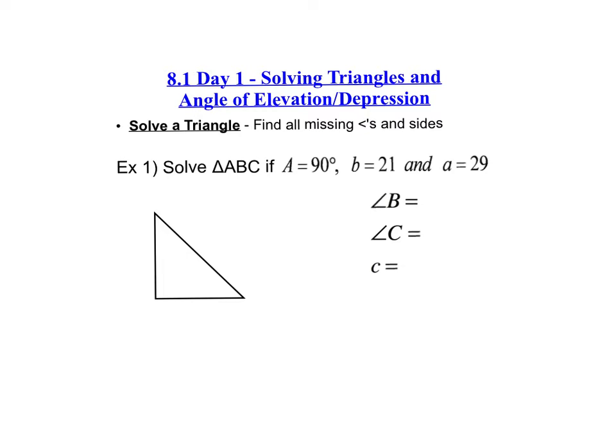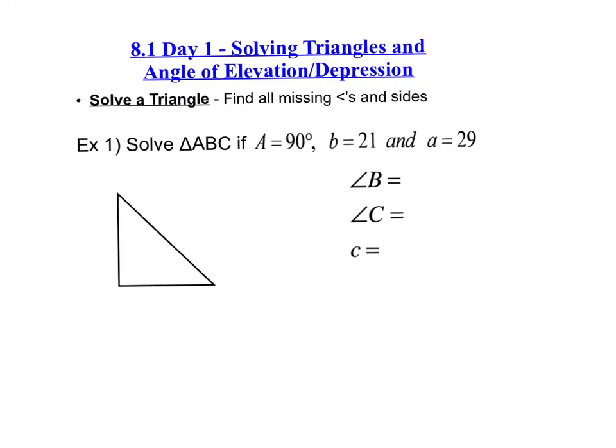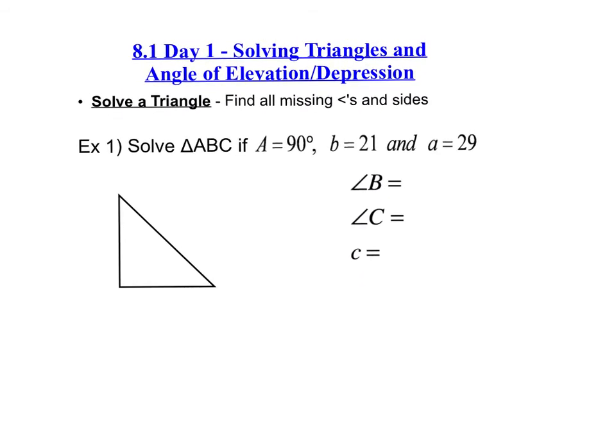Today we're going to be starting chapter 8, which is going to be more of an application of many of those trig functions that we have learned about in the past couple of chapters. So this first one, we're going to be solving a triangle. What this means is that we're simply going to find all of the missing angles and sides in the triangle. The first triangle that we're going to look at here today is going to be a right triangle.